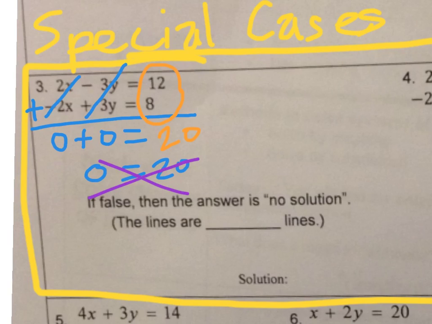And when our answer is no solution, we have lines that are parallel because they will never intersect, so they will never have a solution.